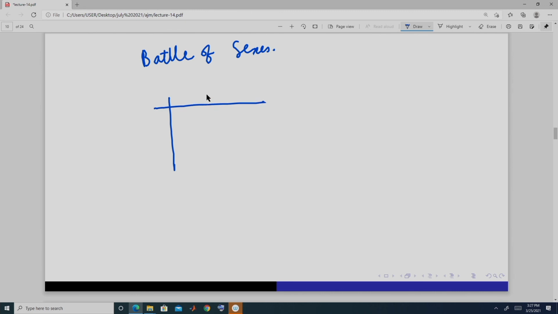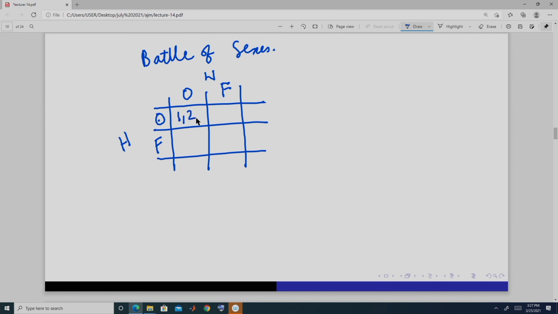Suppose there is a couple, husband and wife. So this is husband and this is wife. They have to choose from two actions, that is, either they can go to watch an opera or they can go and watch a fight. Opera and fight. Okay. So husband prefers fight and woman prefers opera.